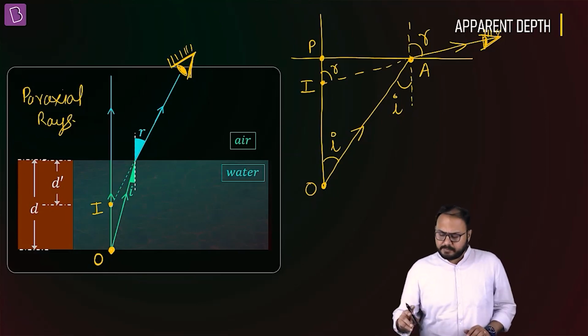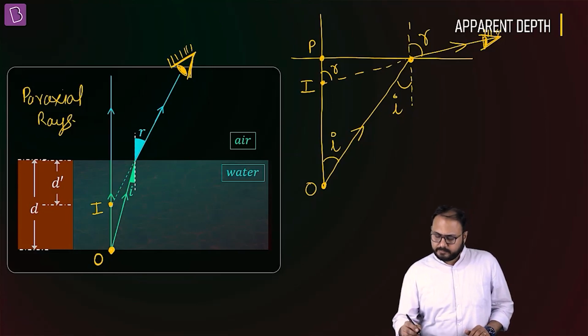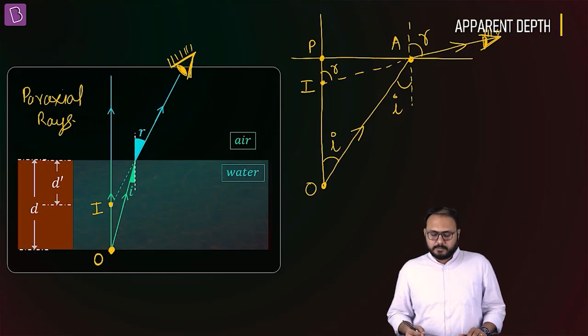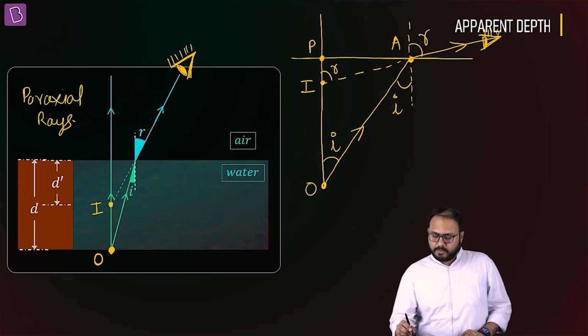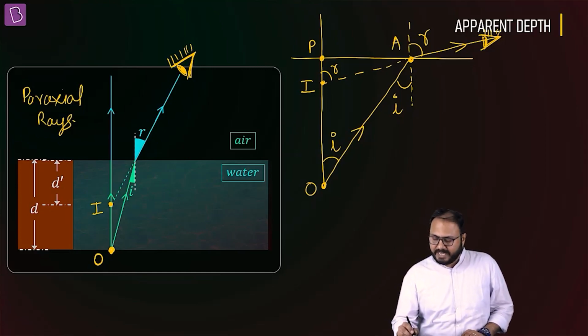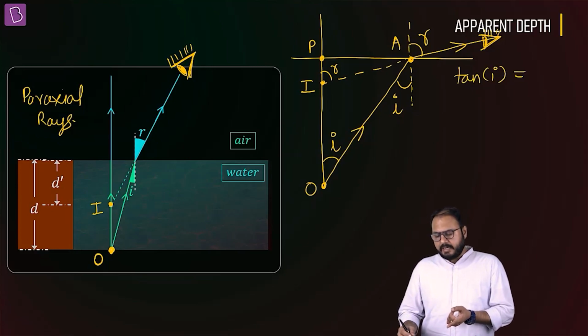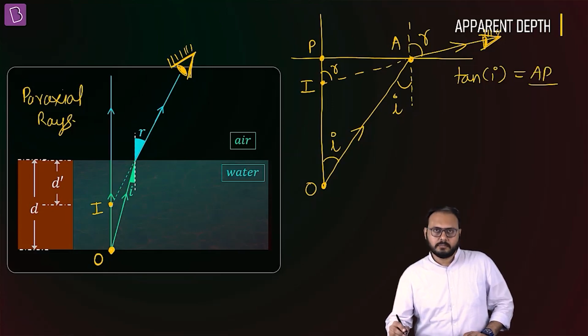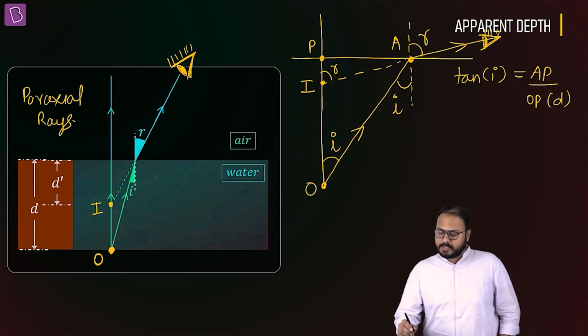It's very simple. It's a very simple proof. PI is D dash. So how about you give me the value of tan I? Sir, tan I is opposite upon hypotenuse. Sir, AP upon OP. But OP is the actual depth D.